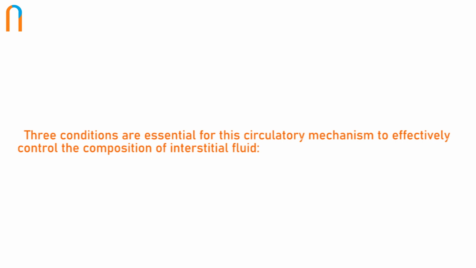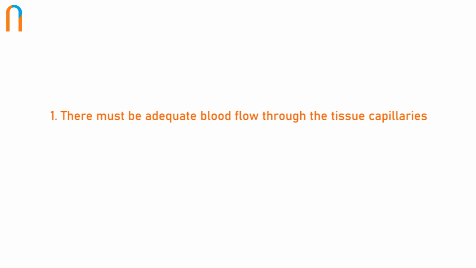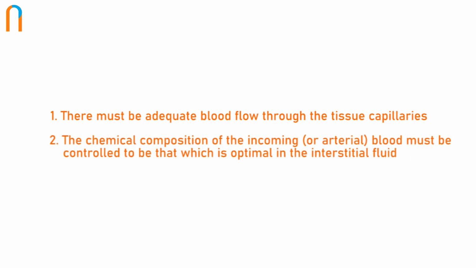Three conditions are essential for this circulatory mechanism to effectively control the composition of interstitial fluid. There must be adequate blood flow through the tissue capillaries. The chemical composition of the incoming or arterial blood must be controlled to be that which is optimal in the interstitial fluid. And third, diffusion distance must be short.